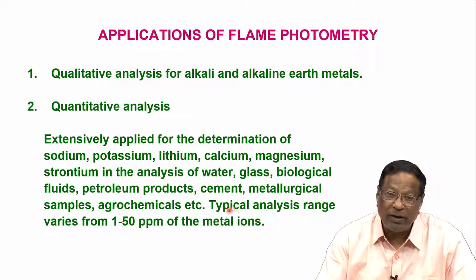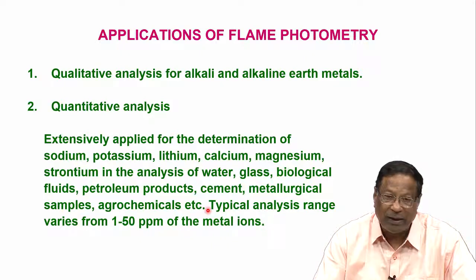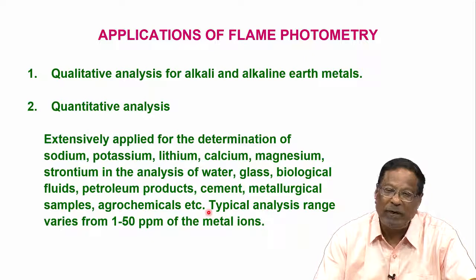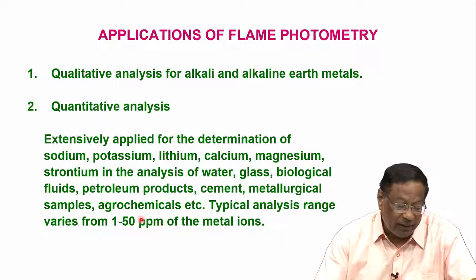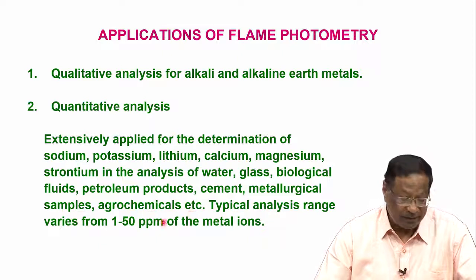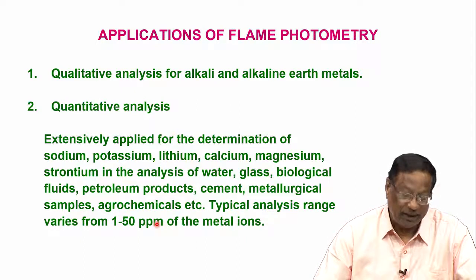If people would like to determine the sodium and potassium concentrations, the typical analysis range varies from 1 to 50 ppm of the metal ions. Nowadays, there are instruments which will give you a 1 to 5 ppm range very accurately. So, whenever you want to buy a flame atomic emission instrument independently of atomic absorption, you should check the specifications for the calibration range for all the elements that you are buying.